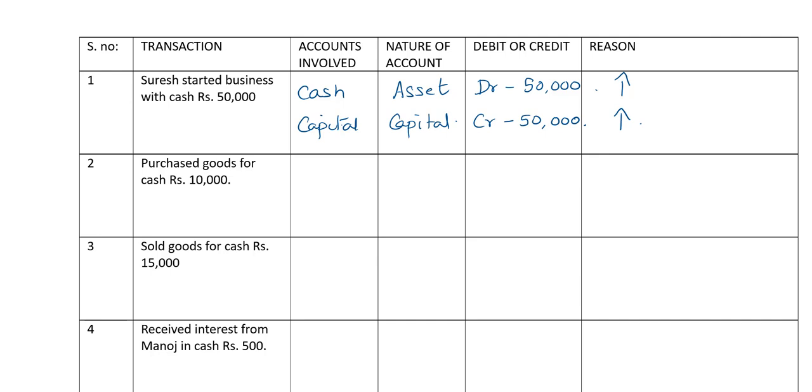Purchased goods for cash rupees 10,000. This is a cash transaction. Whenever stock is involved, the following four accounts will be involved: purchases, sales, purchase return, and sales return. In this case, purchases account is involved. We will involve the purchase account and cash account.